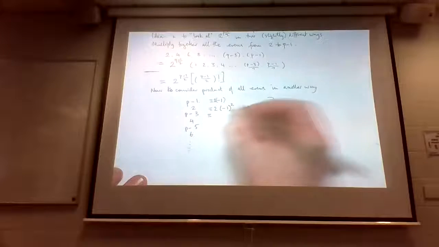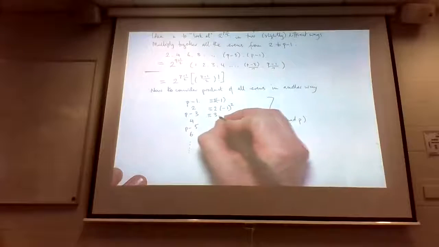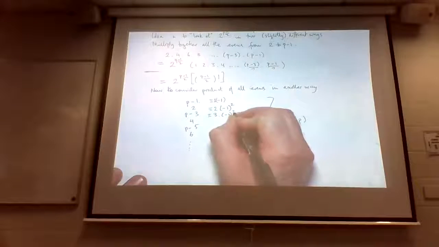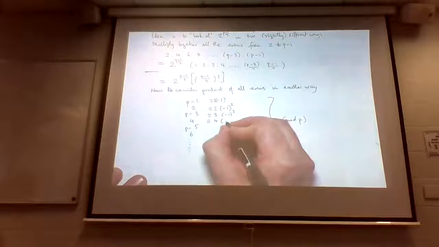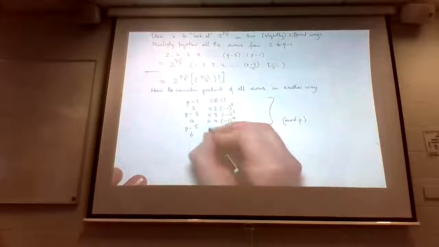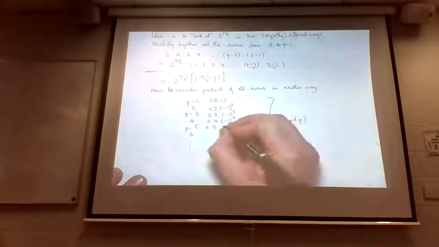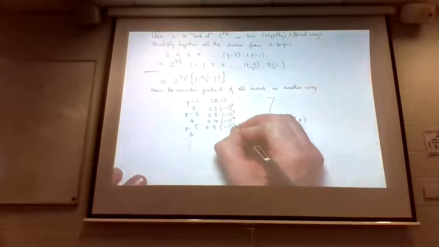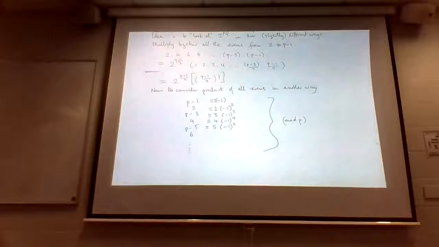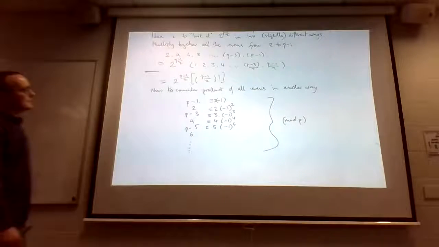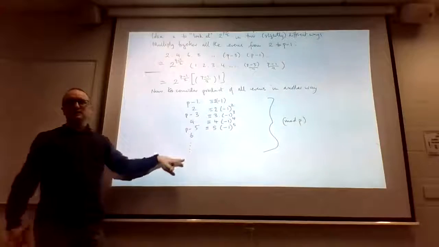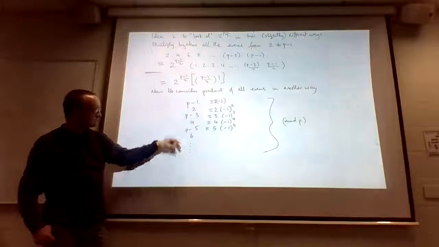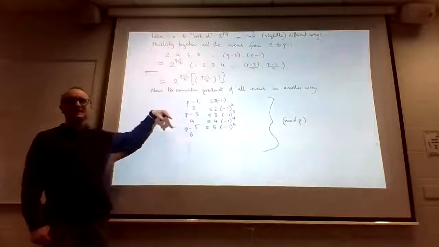P minus 3 is minus 3. I'm going to represent that as minus 1 cubed. 4 is plus 4. I'm going to represent that as minus 1 to the power of 4. P minus 5 is congruent to minus 5. The minus sign I'm going to create from minus 1 to the power of 5. So I'm choosing a modular representation of all the even numbers, but they're alternating in sign. Okay?